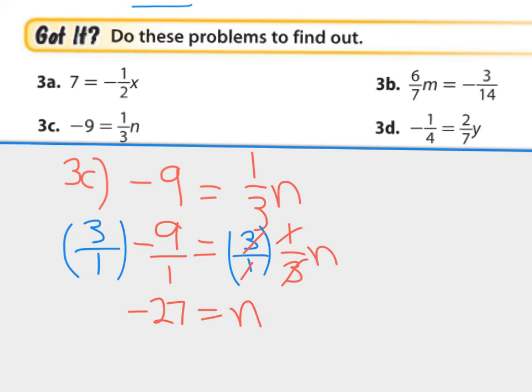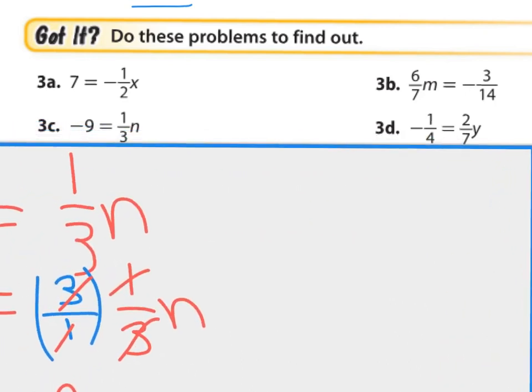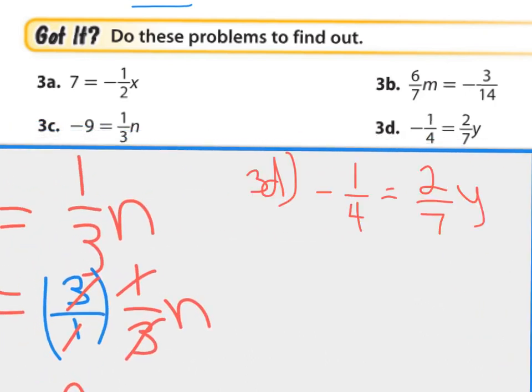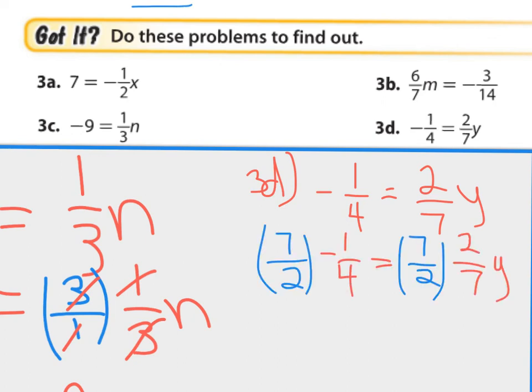And finally, 3D. Okay. And what they're saying is that negative 4 is 2/7 of a number. Okay. Let's get rid of this coefficient in order to isolate the y. So let's use the division property of equality, or in this case, it would be the multiplication property of equality, but multiplying by the reciprocal, which is the second step in dividing fractions. So it should look like this now. 7/2 times negative 1/4 equals 7/2 times 2/7 y.